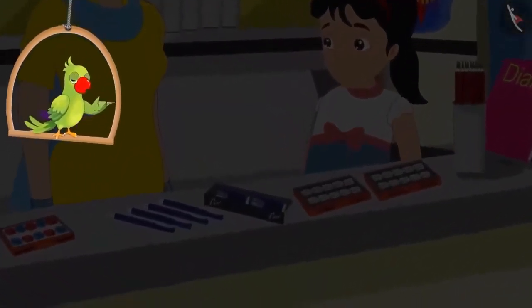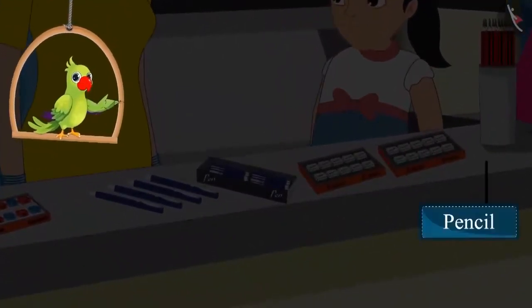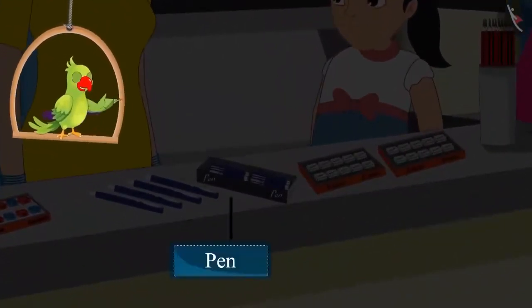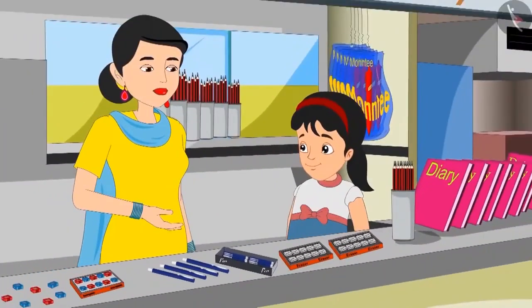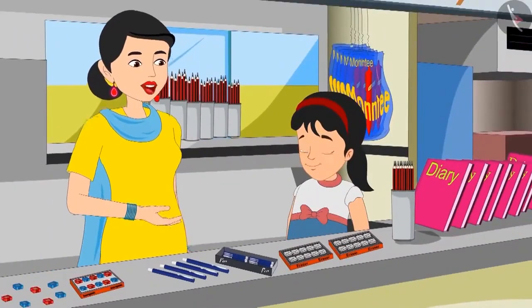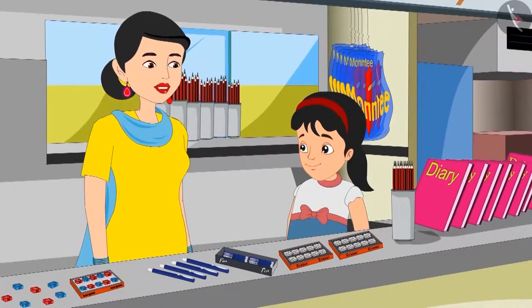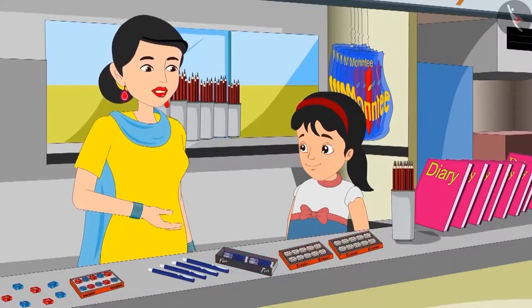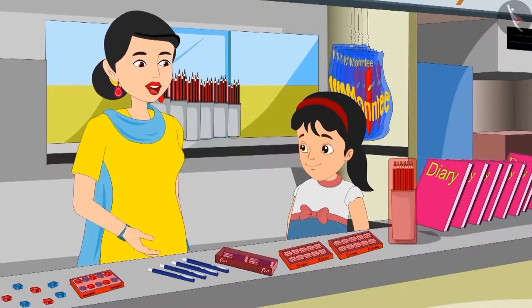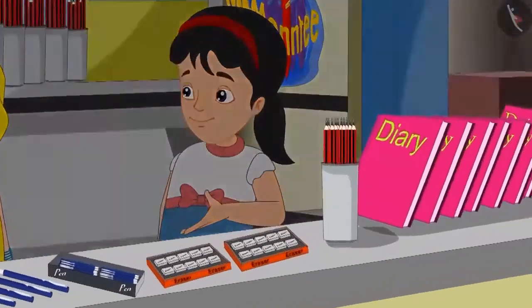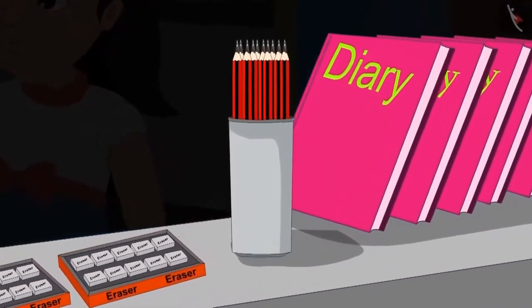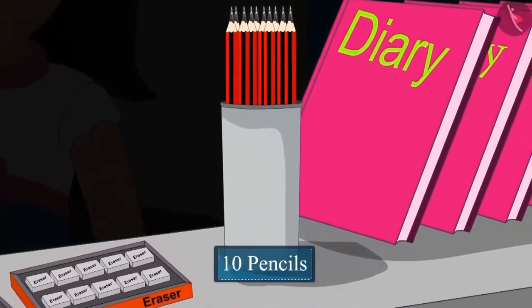New goods have come to the shop today. Look children, there are so many pencils, pens, sharpeners and erasers. Pinky, whatever new stuff has come, can you please count and tell me the number of all the things? Here each packet will have 10 things and other items would be kept open in the box. Okay, Mom.